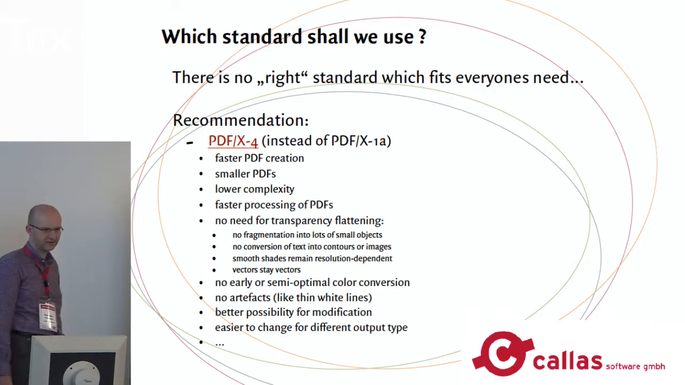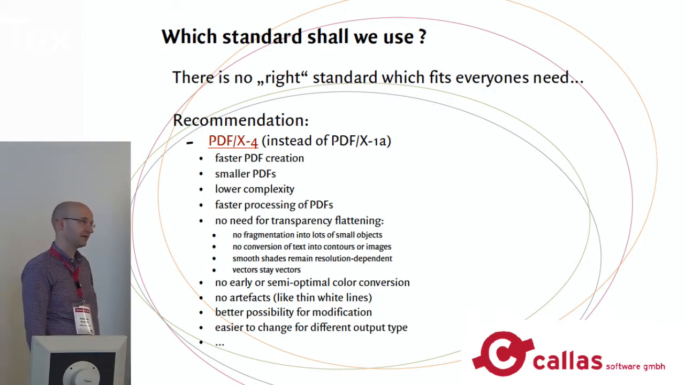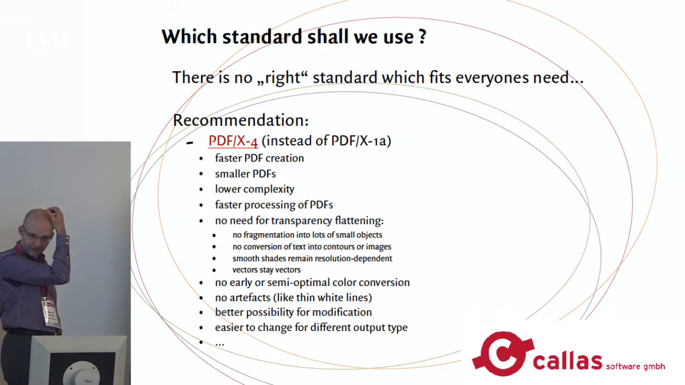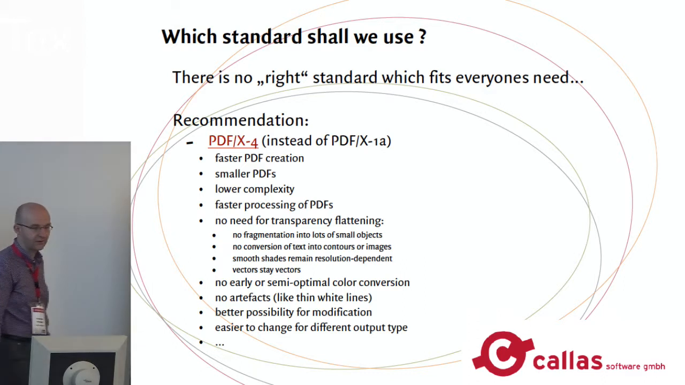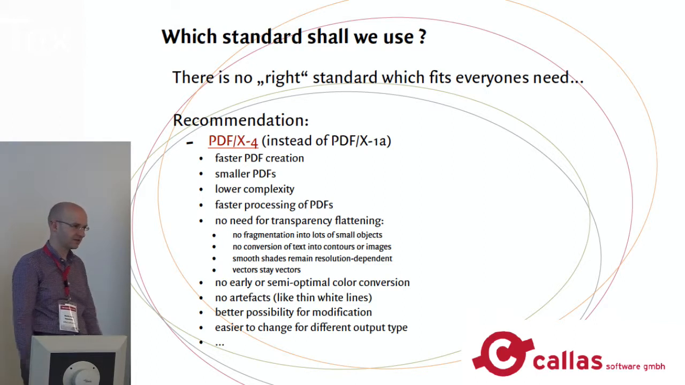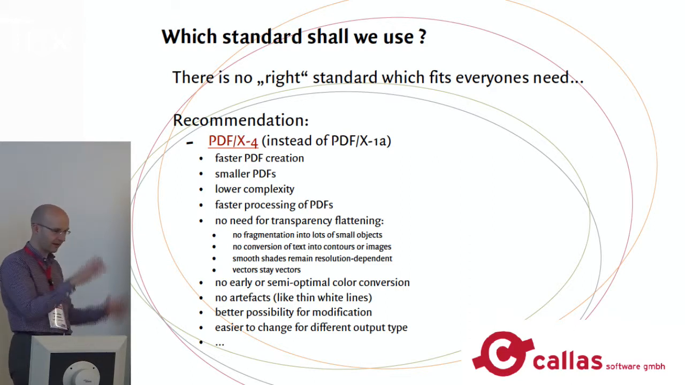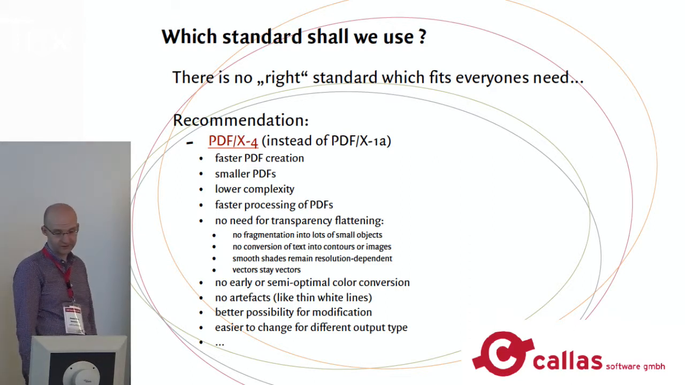You have faster processing of the PDFs normally in your output devices or RIPs. You don't have the need for transparency flattening, which I already said, so you have no fragmentation into lots of small objects. What Leonard showed yesterday with the small lines in Acrobat. Customers will go crazy when you send them such a preview PDF with white lines inside. They will call you within 5 minutes: hey, there are white lines, and they are not so experienced.